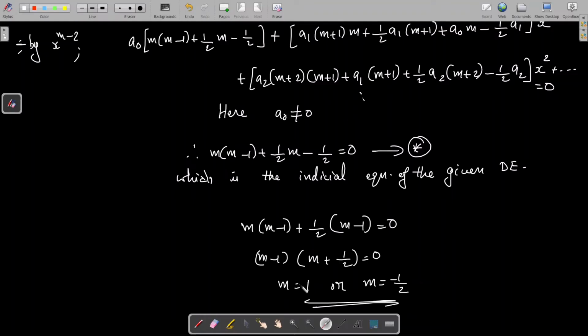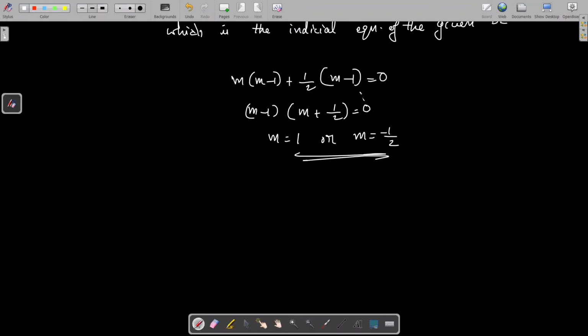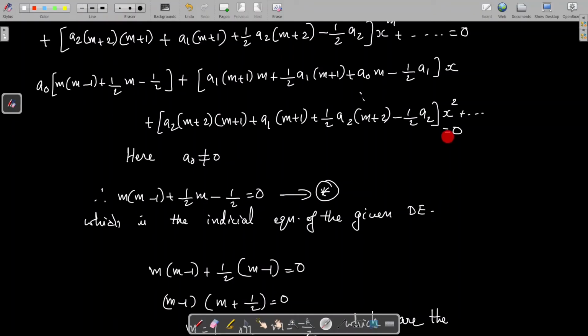Okay, so we have to locate what the coefficients a0, a1, a2, etc. are when m equal to 1, and also what the coefficients a0, a1, etc. are when m equal to minus 1 by 2. So solving the indicial equation, we can locate the values of m. Now we have to find the corresponding values of a0, a1, a2, etc. in the Frobenius series solution. So you have to consider two cases. Case 1 is when m equal to 1, and the second case is when m equal to minus 1 by 2. So this was our differential equation actually. And to find m, we equate this expression equal to 0, and this is the indicial equation of the differential equation, and we find the values of m.